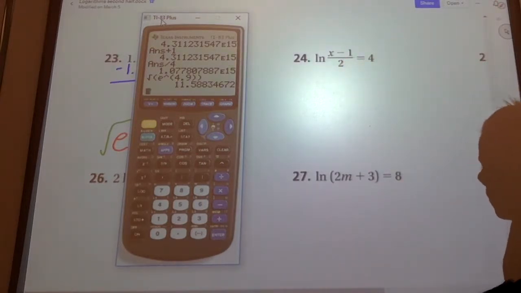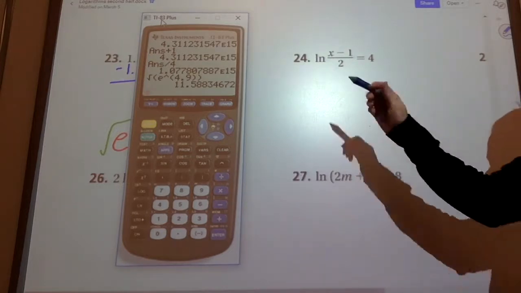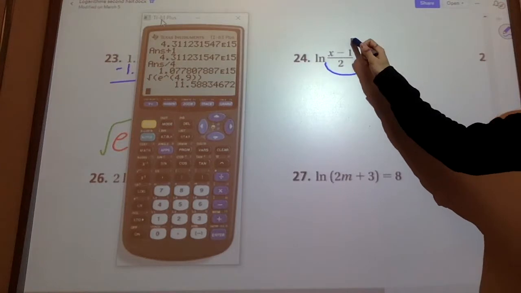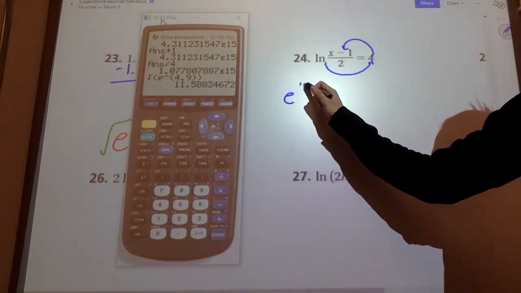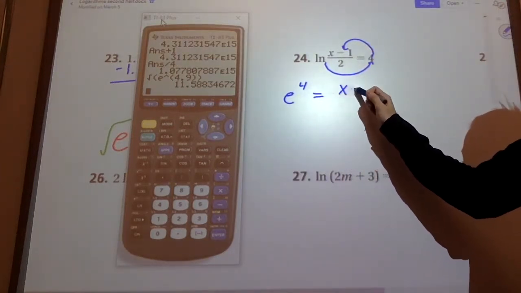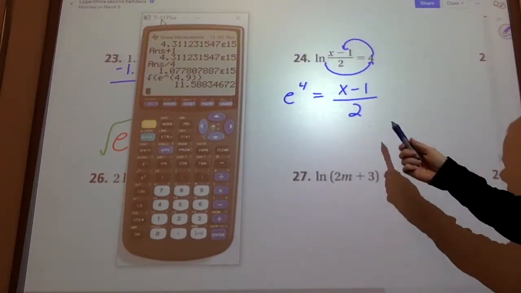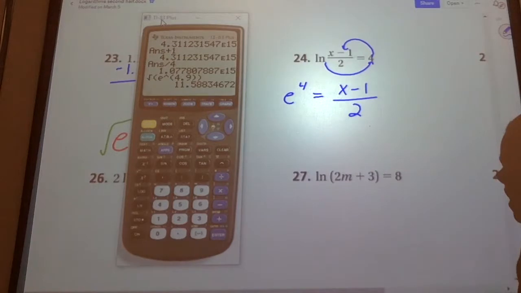So I do want to convert to exponential form right away. So there's an e here. e to the 4th power equals that. And this is just getting you to practice some fractions, since we're going to be moving into that next week. Okay. How do I solve for x?